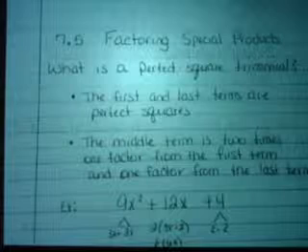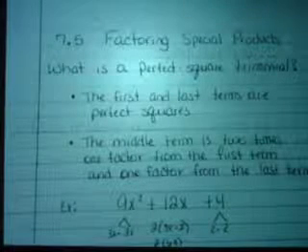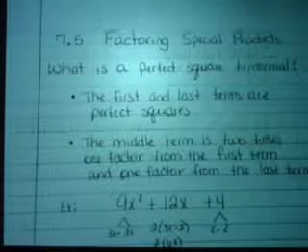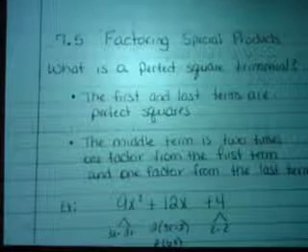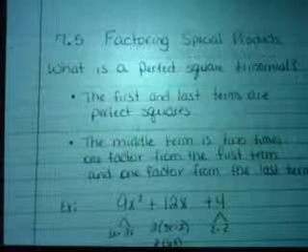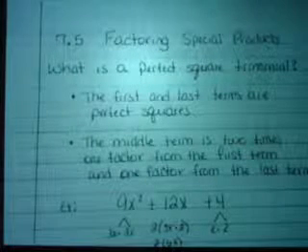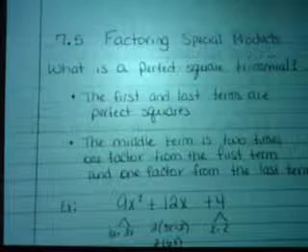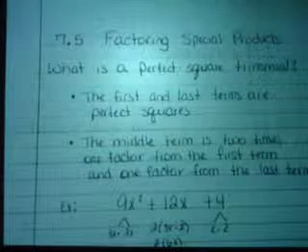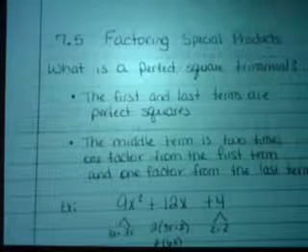Well, to review perfect squares, we know the square root of 49 is 7, the square root of 64 is 8, the square root of 25 is 5. Those are perfect squares. Your perfect squares would be 4, 16, 25, 36, 49, 64, 81, and so on.